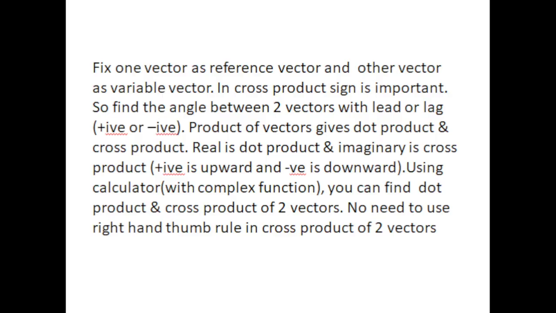Fix one vector as the reference vector and the other vector as the variable vector. In the cross product, sign is important. So find the angle between two vectors with lead or lag, that is, positive or negative. The product of vectors gives the dot product and cross product. Real is the dot product, imaginary is the cross product. Positive is upward and negative is downward. Using a calculator with the correct function, you can find the dot product and cross product of two vectors by multiplication of the two vectors. No need to use the right hand thumb rule in the cross product of vectors.